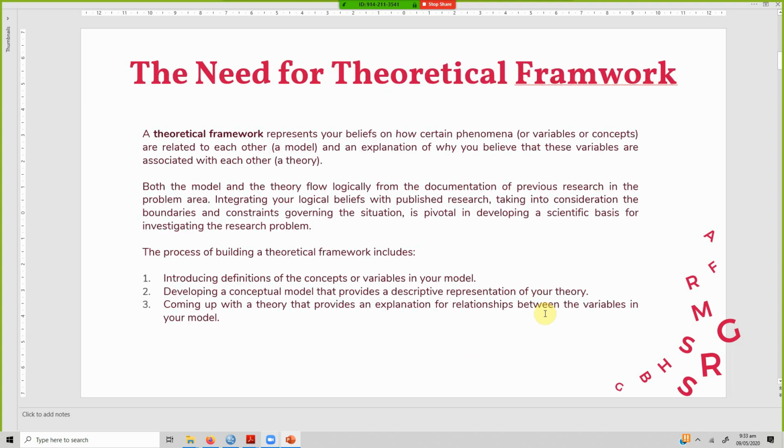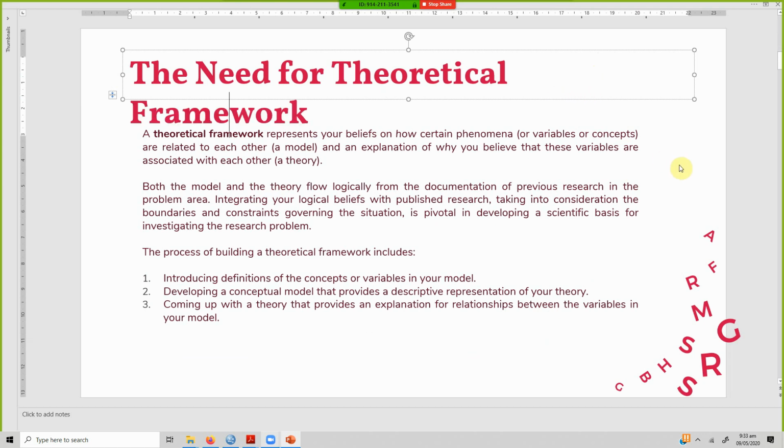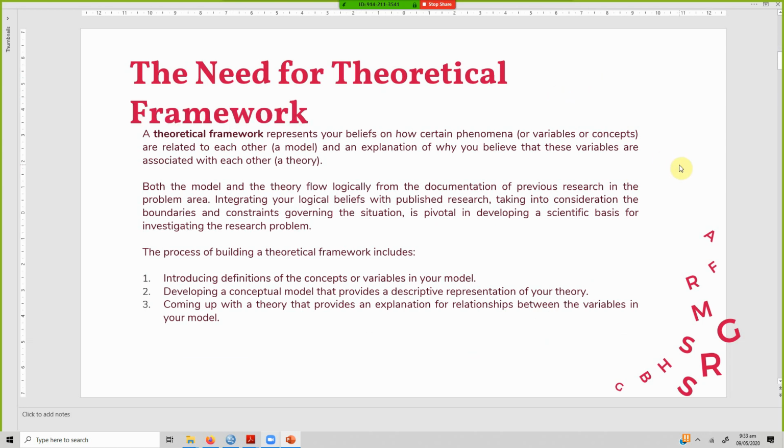Now, what's the need of a theoretical framework in a study? Why do we need a theoretical framework in a research study? A theoretical framework represents your beliefs on how certain phenomena, and in this case the phenomena refers to variables or concepts, are related to each other. That is, how they shape up a particular model. We have already discussed models and how we come up with a model using gaps in existing research, and an explanation of why you believe that these variables are associated with each other. So this is your theory.